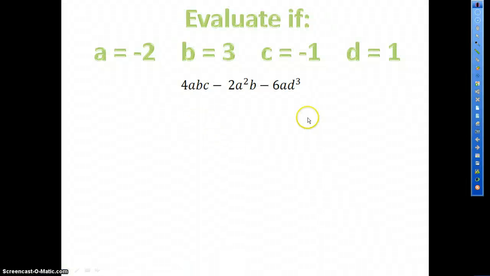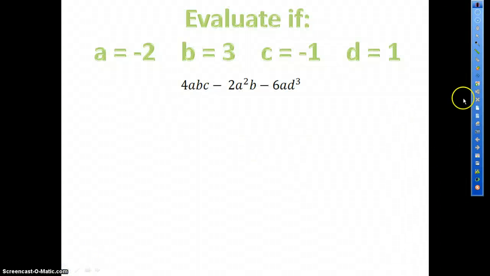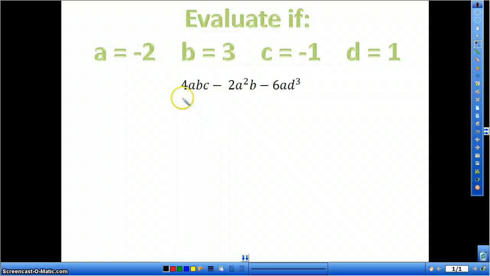So here it is again. We're going to evaluate, and now there's a lot of numbers here to plug in, so I want you to take your time with this. So we've got 4 times, now this becomes -2, so you're going to switch that a out, make it -2. The b becomes 3, and the c becomes -1. Then we're going to subtract 2, and the a is -2 squared.